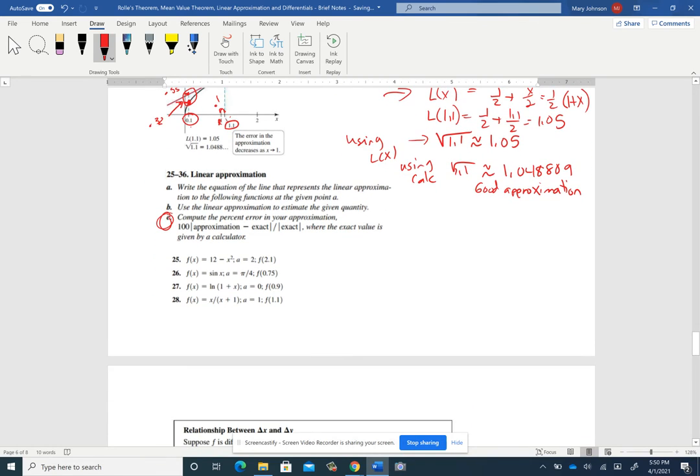All right, so I thought we'd do two of them. Why don't we do 25 and 27, the odd ones? On 25, part A says, write the equation of the line that represents the linear approximation to the following function at the given point A. So you've got your formula. The linear approximation equals f of A plus the slope times x minus A. We know that A is 1. No, A is 2.